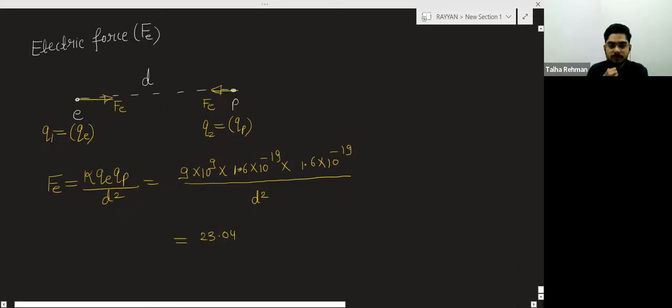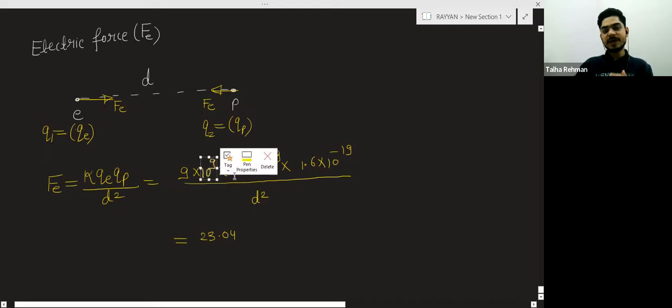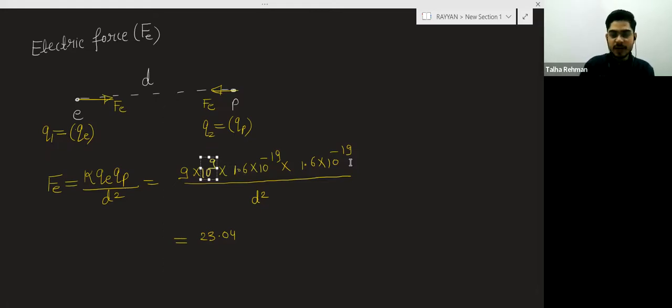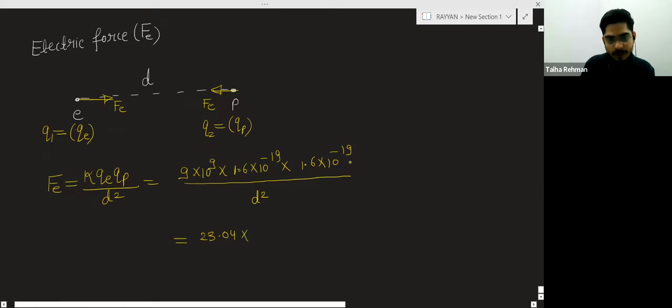First, you will multiply only the numbers. This is 10 to the power 9 and 10 to the power minus 19, and we will calculate the power later. It's 23.04. Now, what will be the power calculation?